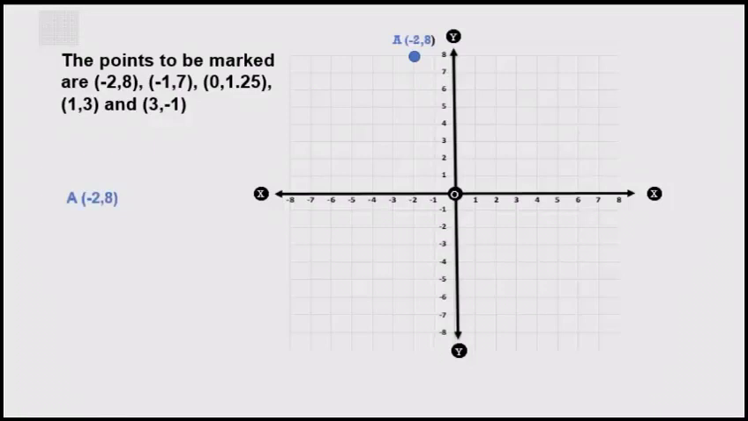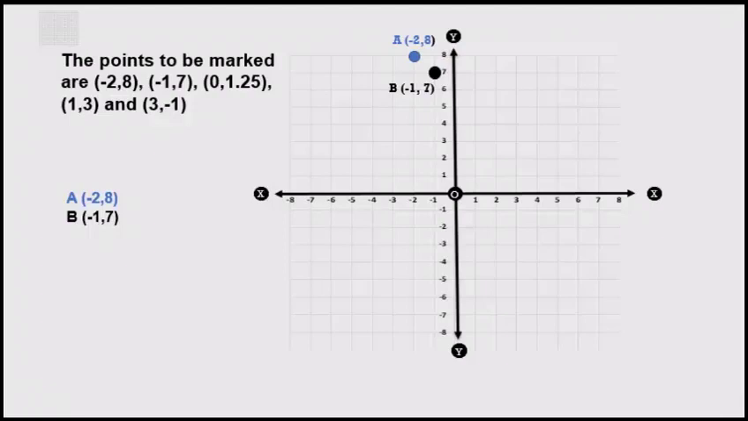Our next point is (-1, 7). So what you have to do? You will find a point -1 units away from the y-axis and 7 units away from the x-axis. So I am plotting the point and marking it as B (-1, 7).